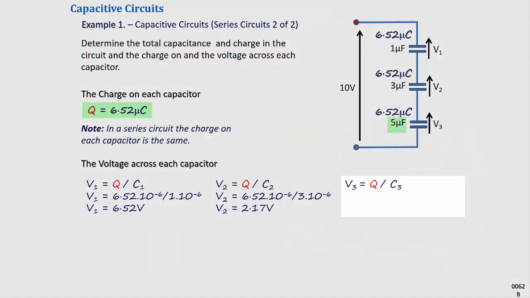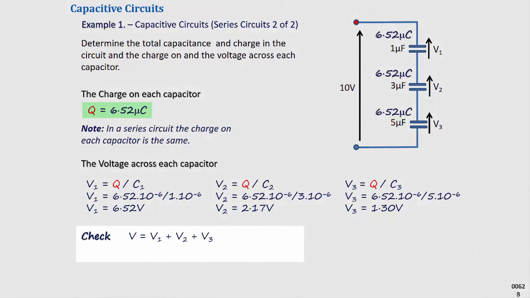Finally, V3 equals Q divided by C3. Substituting the values, V3 equals 6.52 times 10 to the power minus 6 divided by 5 times 10 to the power minus 6, which equals 1.3 volts.